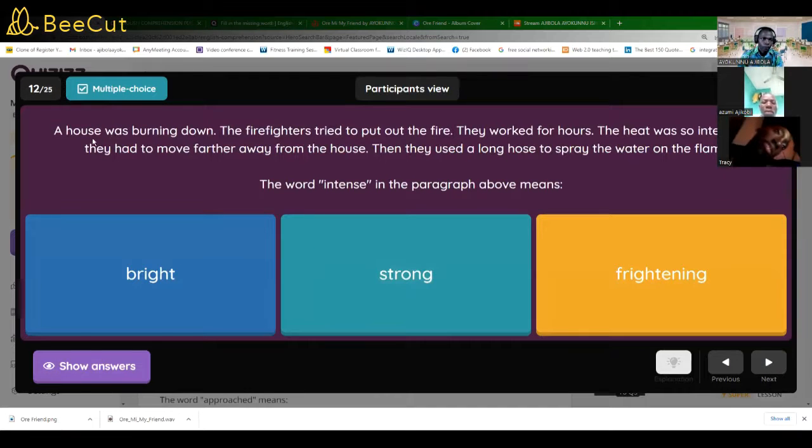So now, over to Rocky. I'm going to read, then you pick your answer. A house was burning down. The firefighters tried to put out the fire. They worked for hours. It was so intense that they had to move farther away from the house. Then they used a long hose to spray the water on the flame. The word intense in the paragraph means what? Rakib, that's for you.